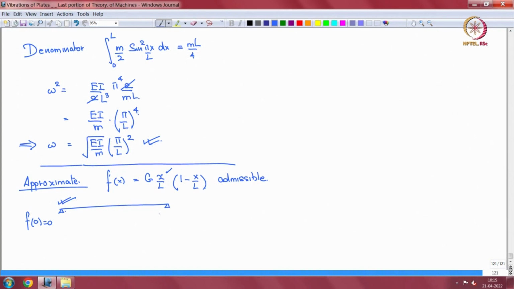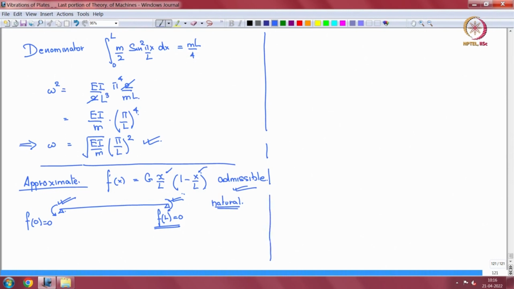Here on the other end, if I set f of L to be 0, then if I substitute x as L, that goes to 0. So f of L is indeed 0. So this condition is also satisfied. So it is admissible. These are geometric conditions. However, there will be a moment condition that should also be 0, that is not satisfied, because those are natural conditions, force and moment conditions. So this is an admissible function, but it is not the exact function.